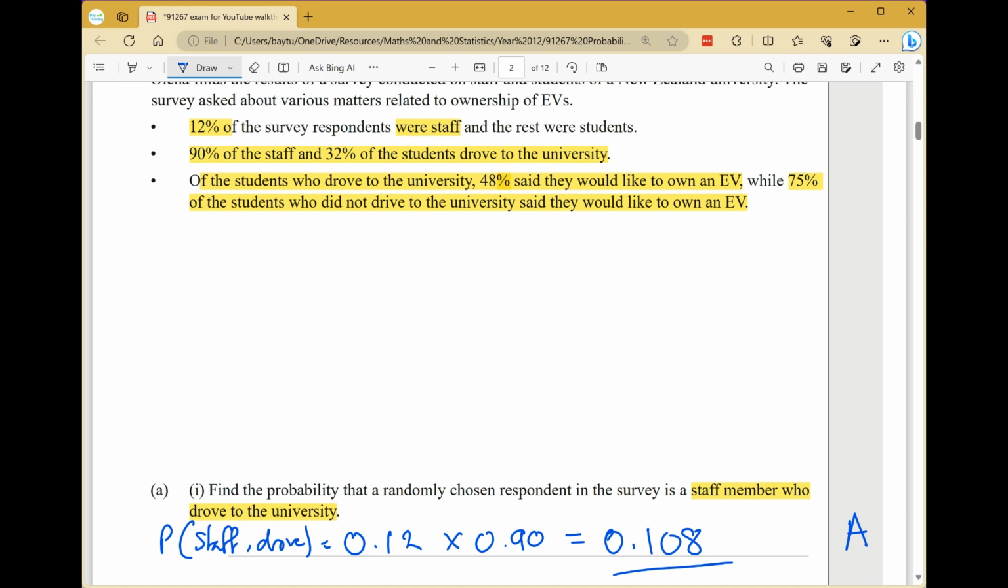So let's do that. So we're going to start off with our staff and students. So 12%, so 0.12 was staff. The rest were students, so that must be 0.88. 90% of staff and 32% of students drove.